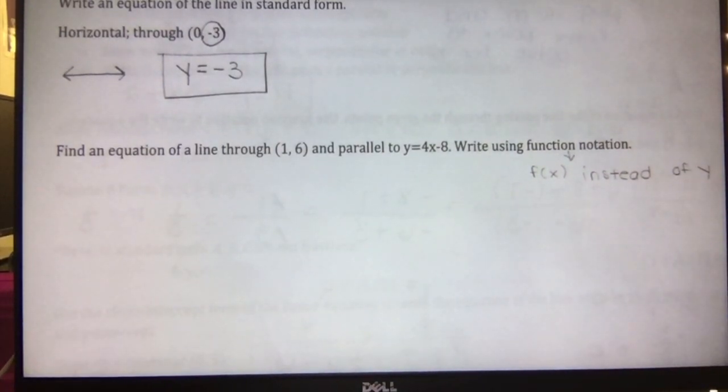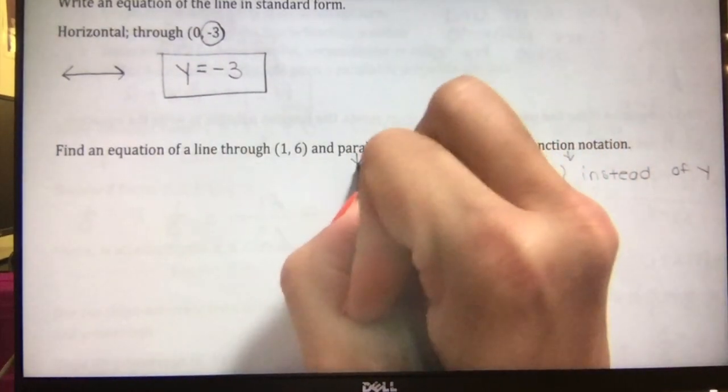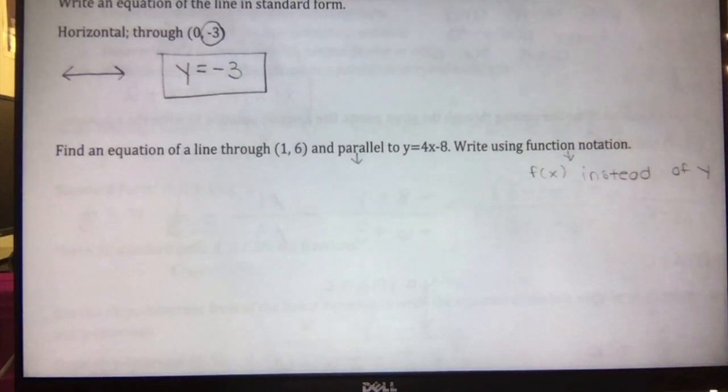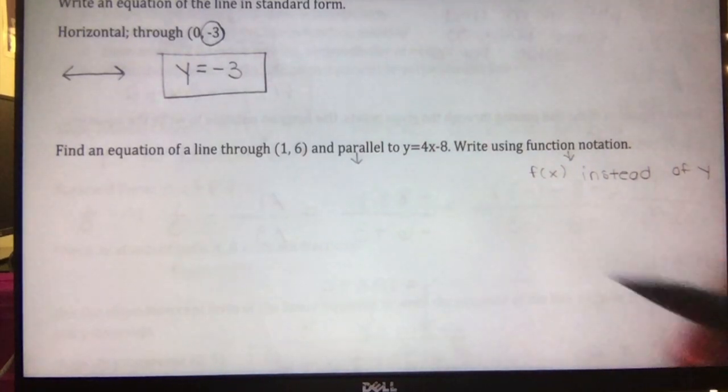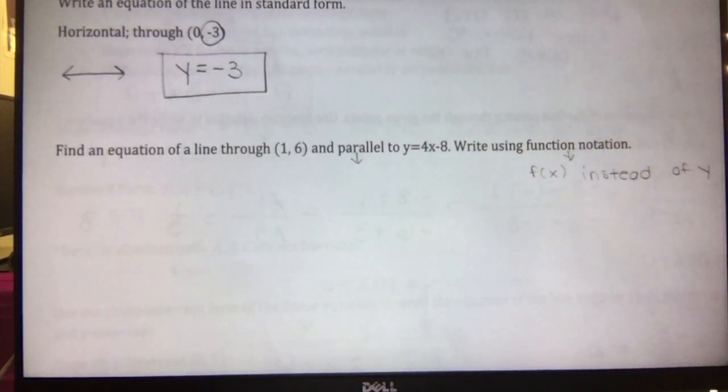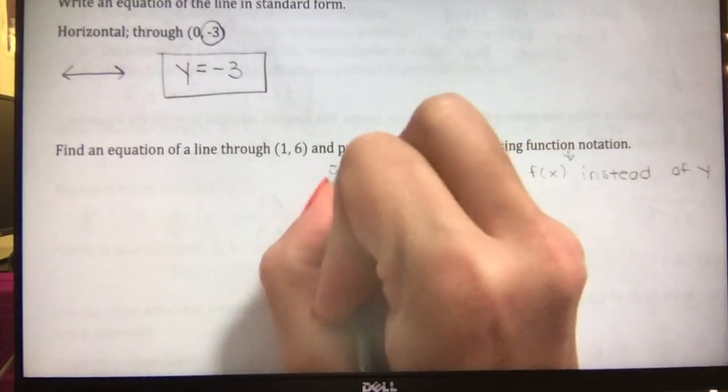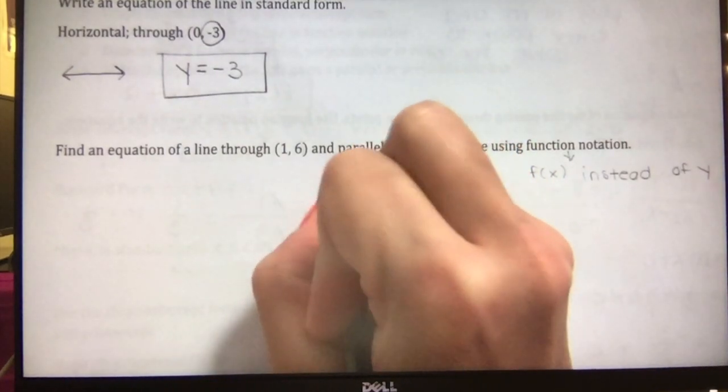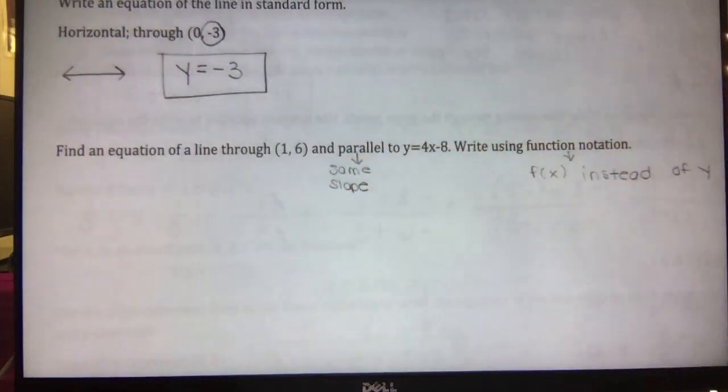What do we know about parallel lines? They don't touch. What else? They're horizontal or vertical. What else? We have a point and we need a slope. Same slope. If they don't ever touch, if they run parallel to each other, that means they have the same slant. That means they have the same slope.